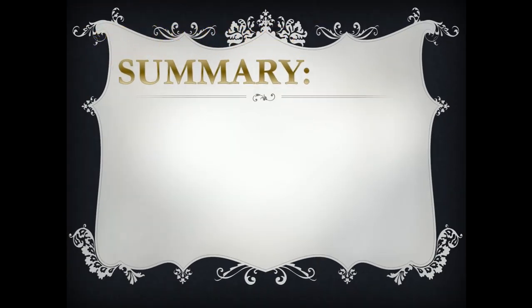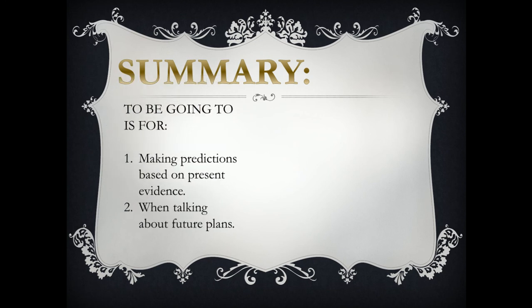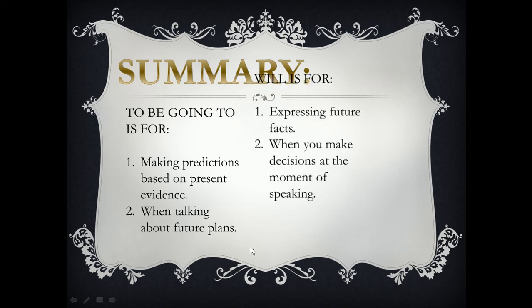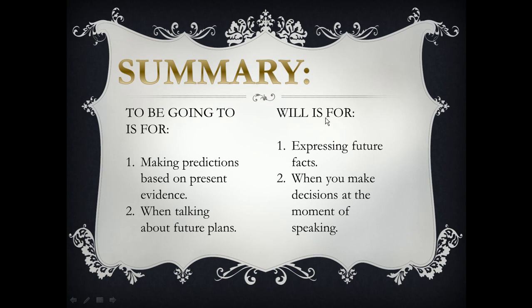Okay, we got the summary. Okay, and to be going to is for number 1, making predictions based on present evidence. Number 2, when talking about future plans. And will is for number 1, expressing future facts. Number 2, when you make decisions at the moment of speaking. Okay, I think it's over. Yes, we're finished with the presentation.